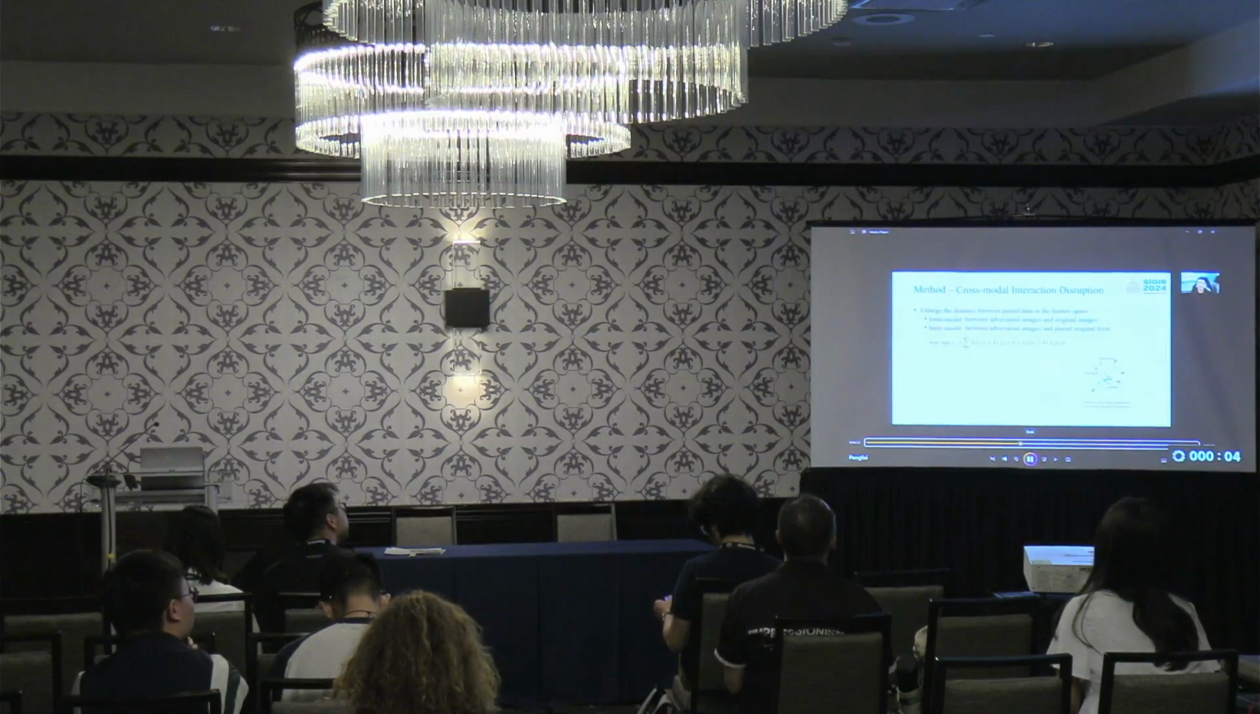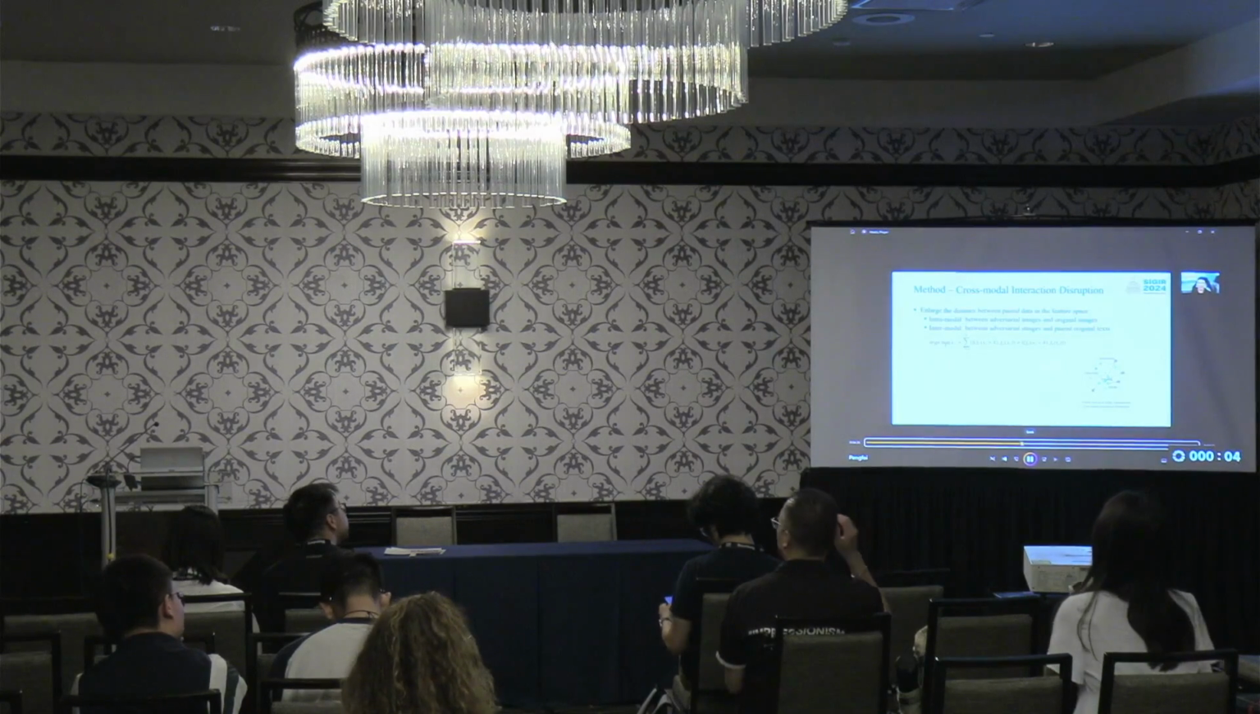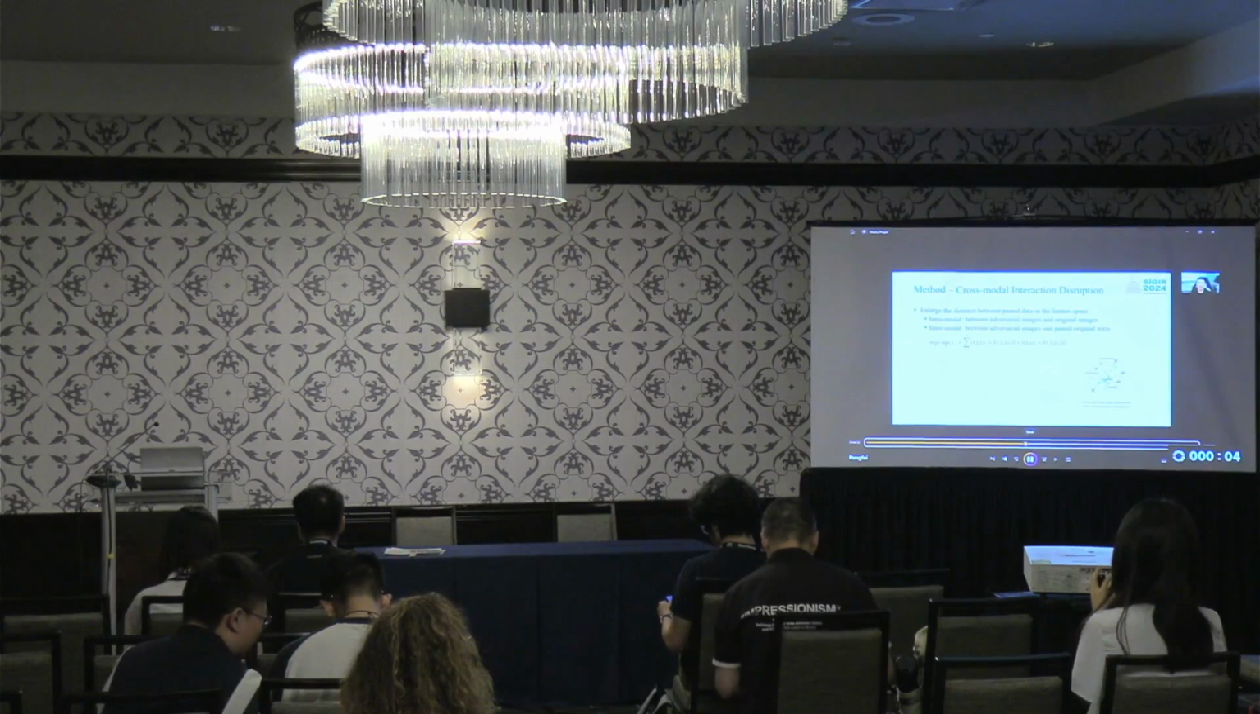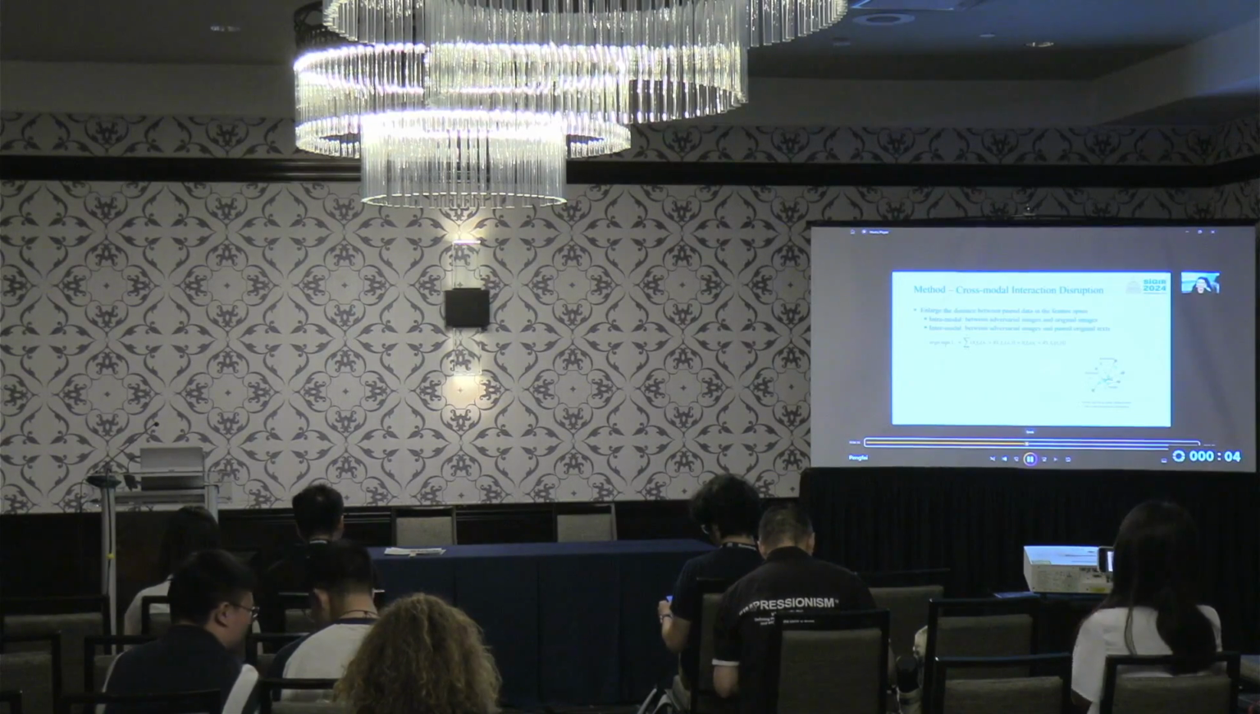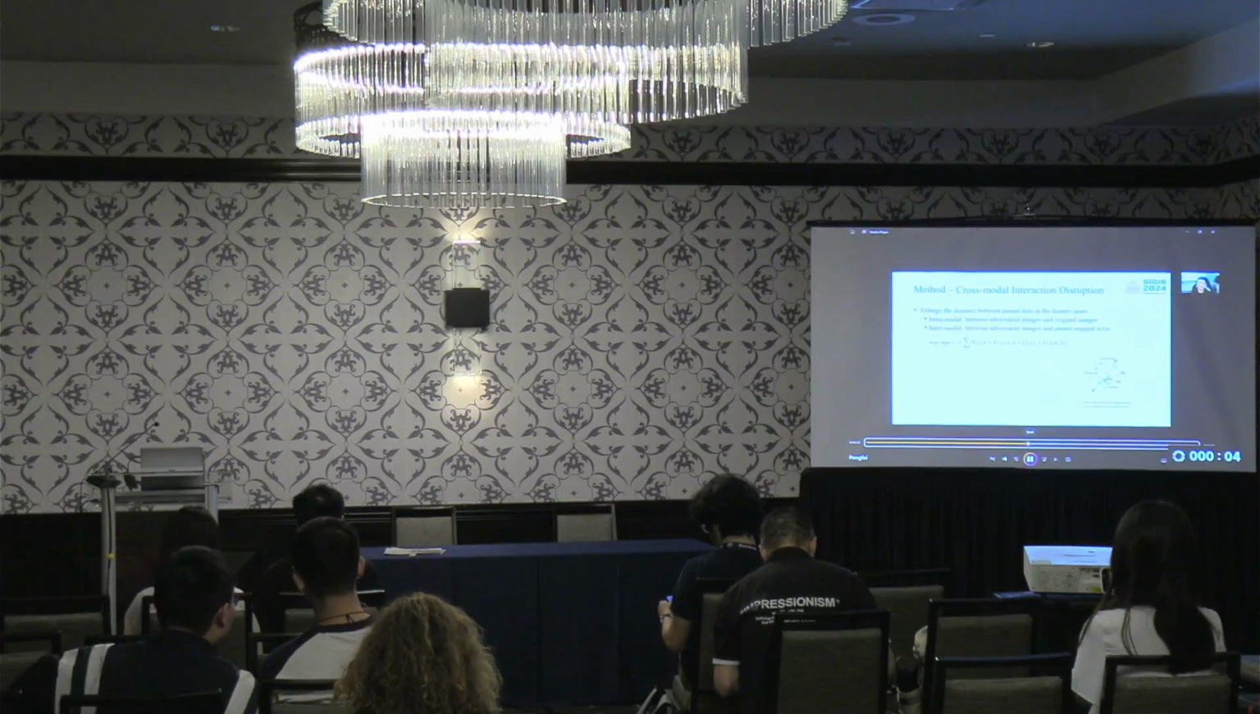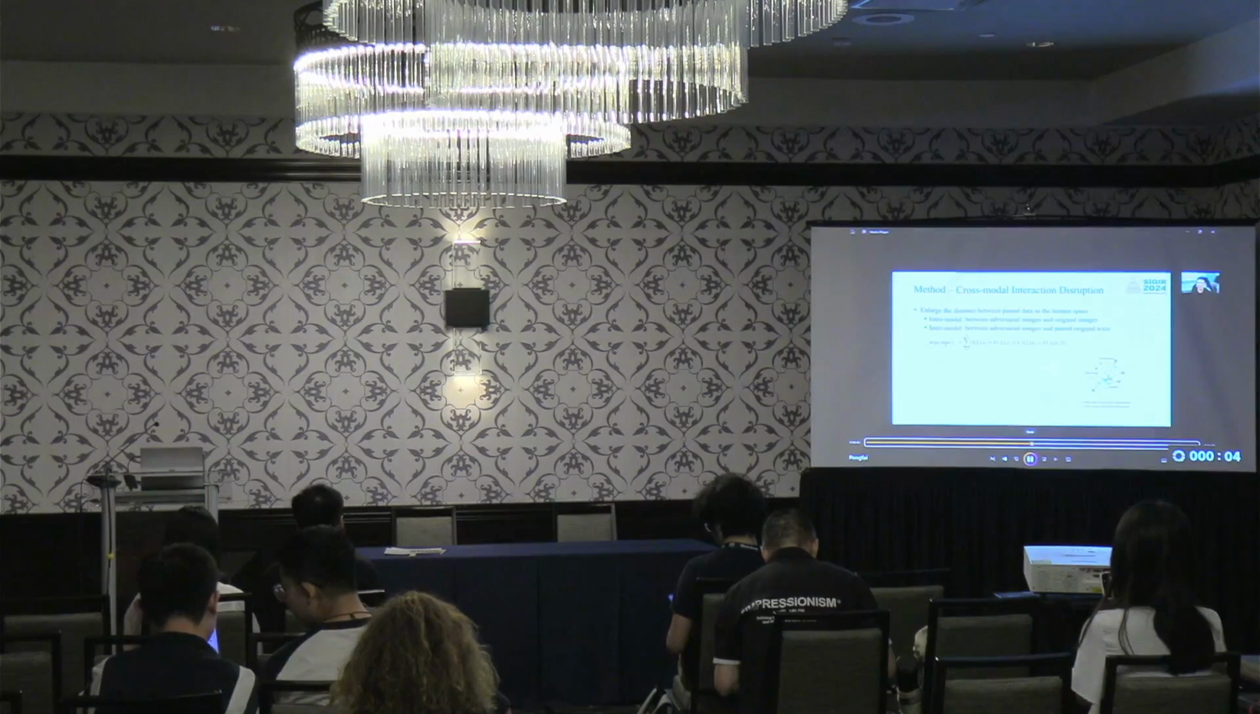The first is cross-modal interaction disruption. The perturbation is learned to disrupt the intramodal and intermodal similarity. We do this by enlarging the semantic gap between adversarial images and their original counterpart images and original paired text.